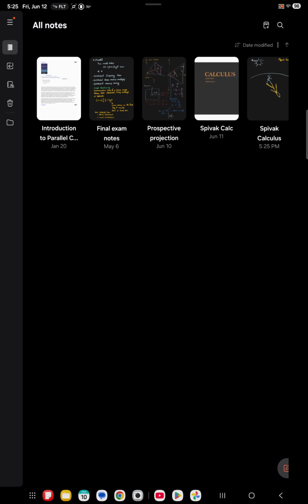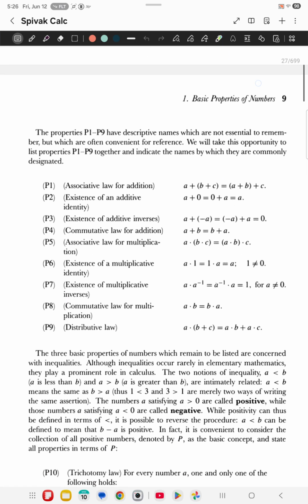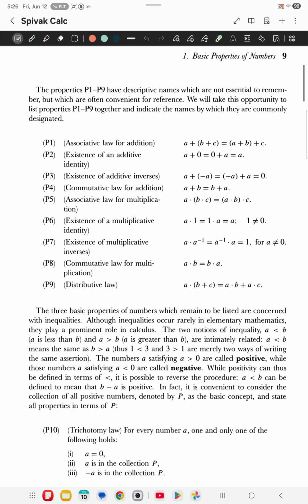So from last time we'll learn that... I've got the calculus textbook with me. Let's get reading on it. From here, it's page 9, basic properties of numbers.